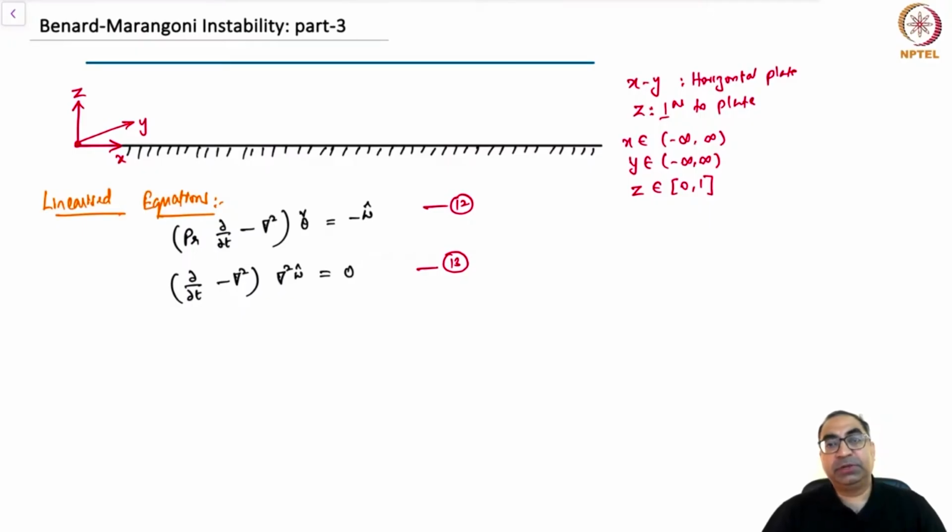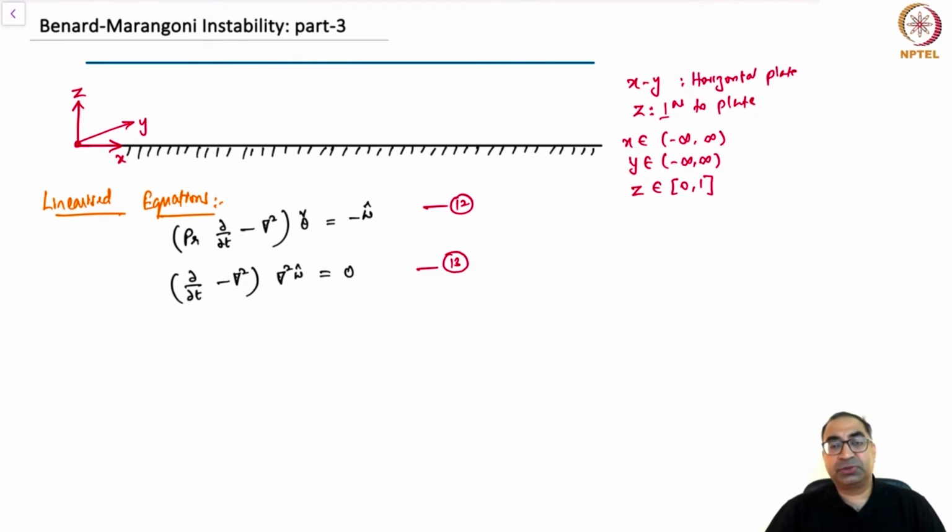We will now be continuing the discussion on the Benard-Marangoni instability that we had started in the previous lectures. Now, the linearized equations for the vertical component of the perturbation, that is W hat, and the temperature perturbation theta hat are shown as equations 12 and 13 on your screen.